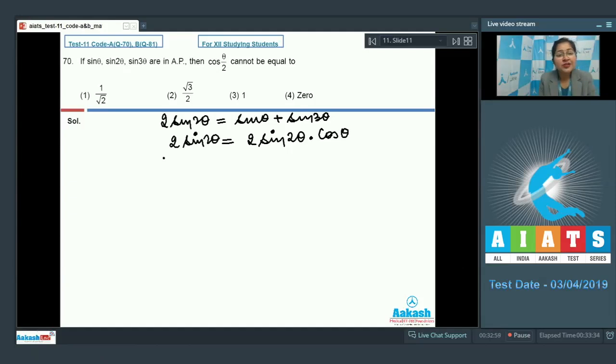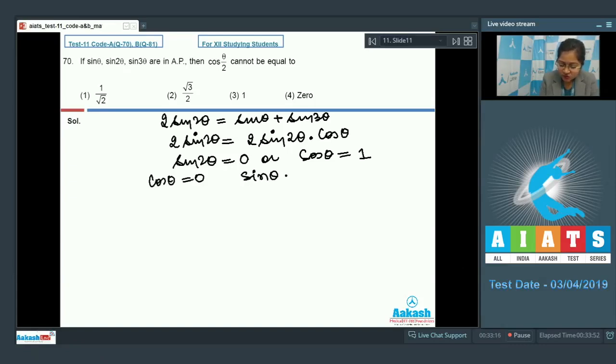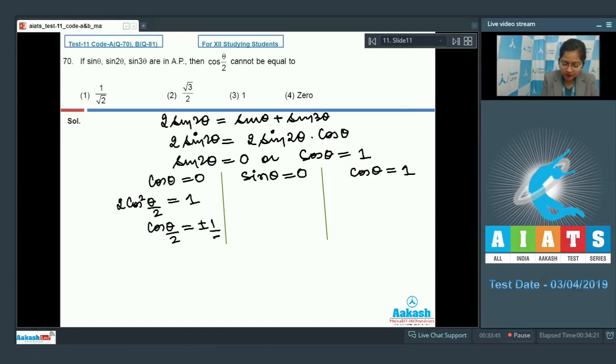This is equal to 2 into sin 2 theta. Taking 2 into sin 2 theta common, it can be written as sin 2 theta is equal to 0 or cos theta is equal to 1. Now from here we will get that either cos theta is equal to 0 or sin theta is equal to 0 or cos theta is equal to 1. Now these are the 3 possibilities that we get. Now we have to find cos theta by 2. Now this can be written as 2 into cos square theta by 2 minus 1, that is equal to 1. So from here we get that cos theta by 2 is equal to plus minus 1 by root 2.